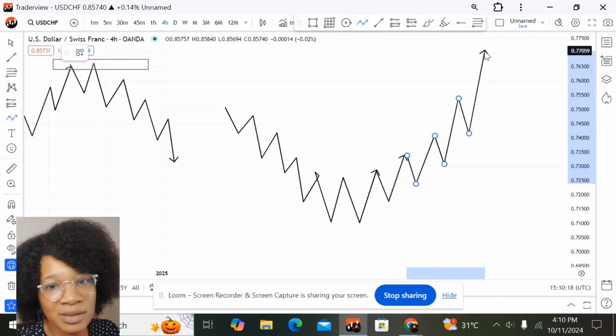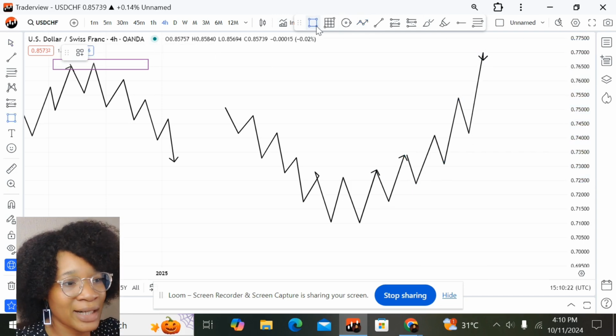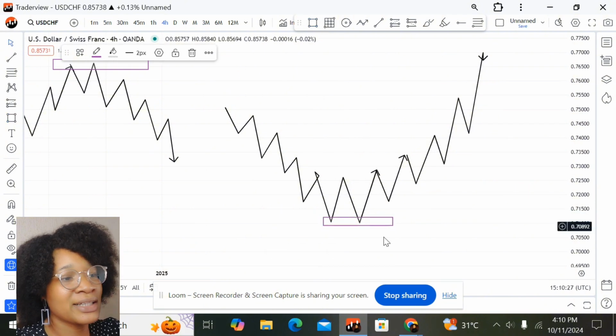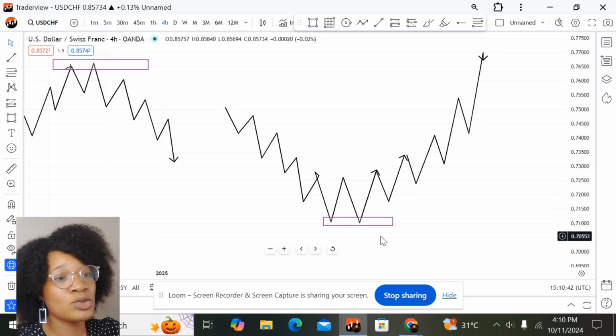So that is the double top and double bottom. I don't think they are quite difficult to identify on the chart, but if you look at this, you see that price is showing a clear signal that it wants to buy.